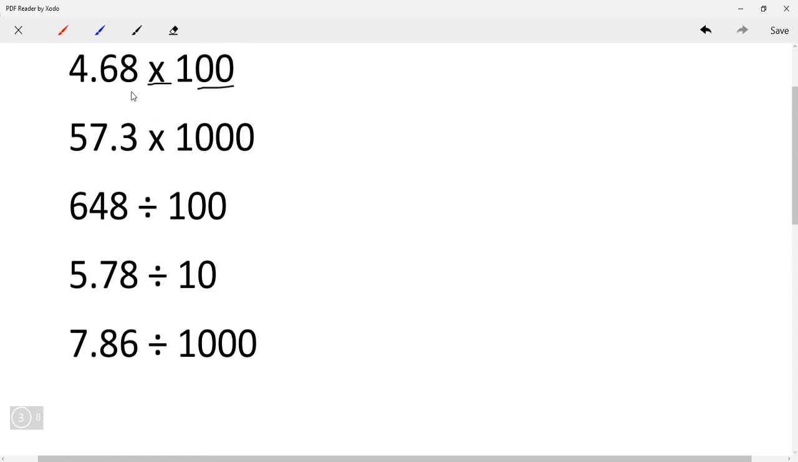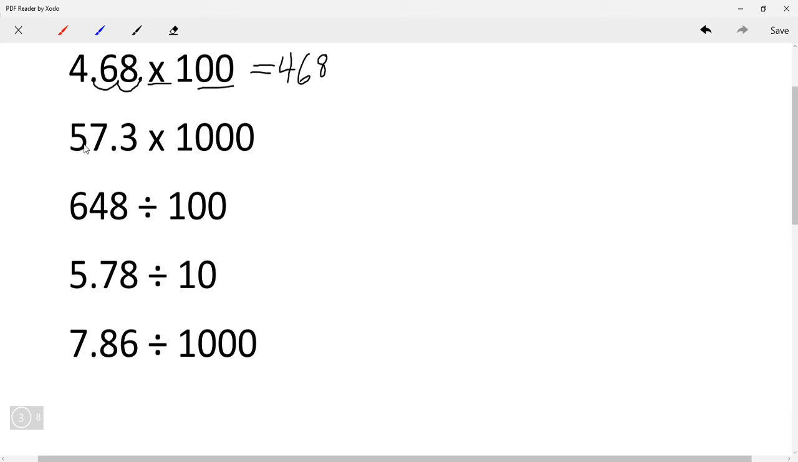Now if you move it and you're multiplying and the number gets smaller, you moved it the wrong way. Or if you're dividing and the number gets bigger, you obviously moved it the wrong way. So if it's 4 and 68 hundredths times 100, there are two zeros here, and it's multiplication, so I'm moving the decimal 2 places to the right. 1, 2. And then it becomes 468, because the decimal was here, and I hopped it once, twice, because there are 2 zeros here.